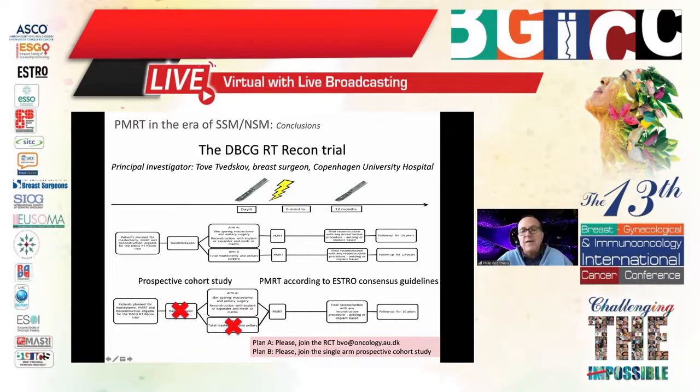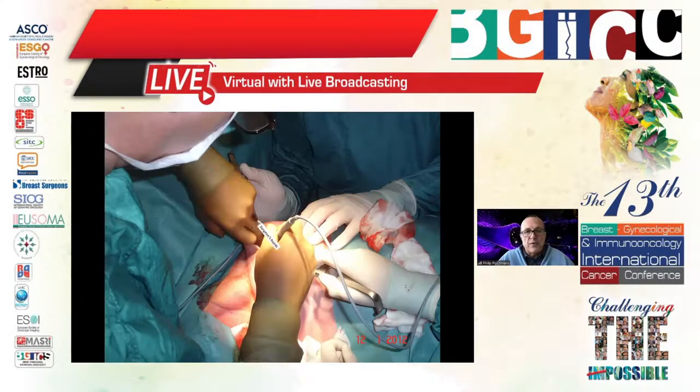And the other one, the prospective cohort, if you cannot participate in the randomized part, is just registering the patients who have this, treating according to the ESTRO guidelines, and following the patients according to the protocol. And we need to do this together.